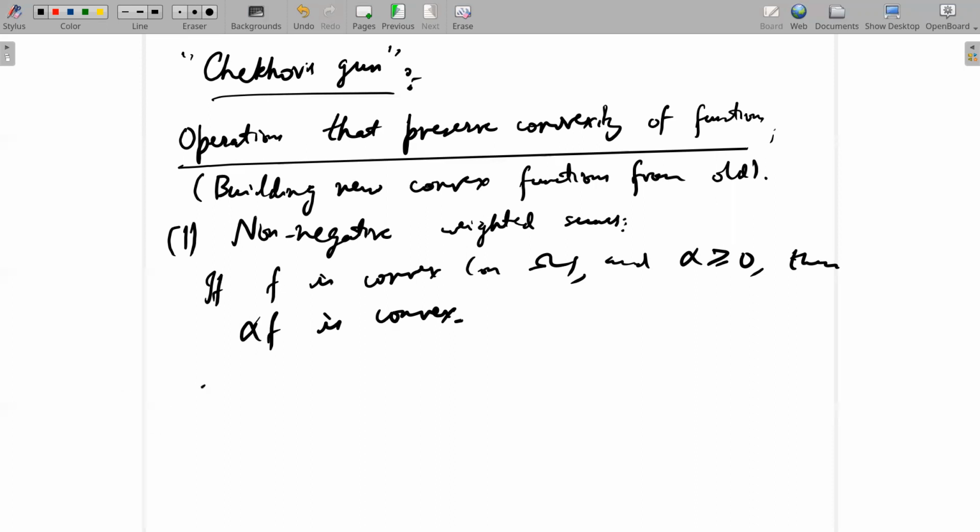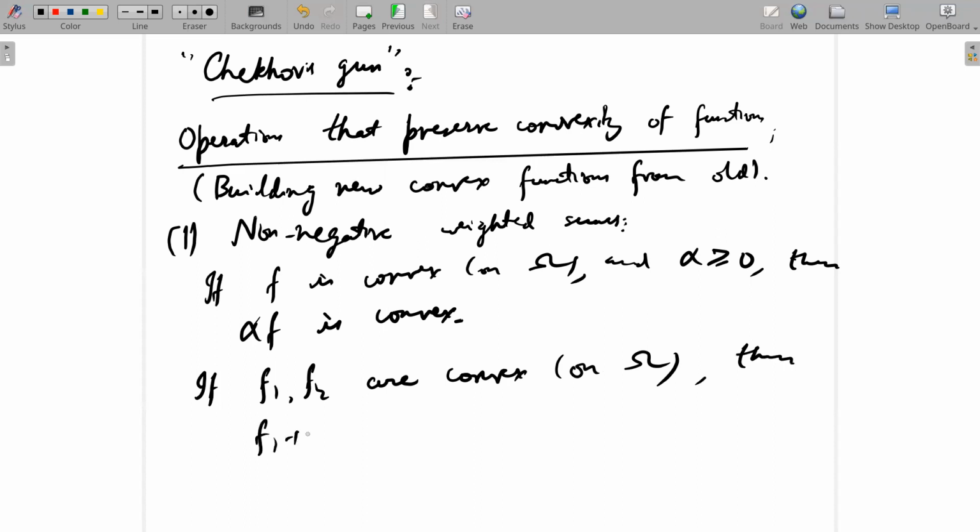All right. And another thing: if f1, f2 are convex on omega, or you could have taken f1 to be convex on omega 1 and f2 to be convex on omega 2, then f1 plus f2 is convex on omega 1 intersection omega 2. To be defined, it has to be defined wherever f1 is defined, intersection wherever f2 is defined. So f1 plus f2 is going to be convex.